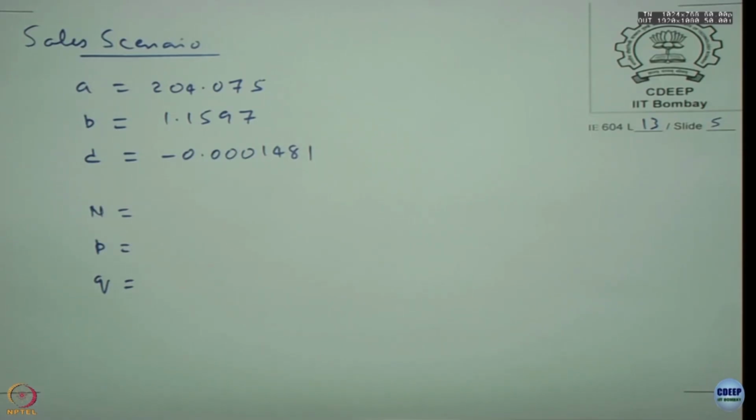Even if you did not get A, B and C, at least using these values of A, B and C, tell me the values of N, P and Q. These are the values of A, B and C. What will be N, P and Q? Because to simulate it, this is what we want. Any one value of N? 8002, okay. P and Q?